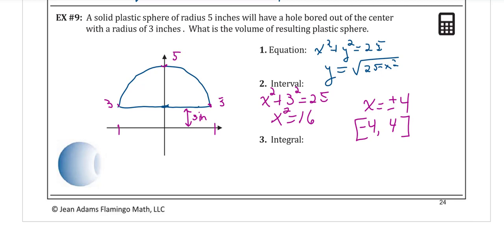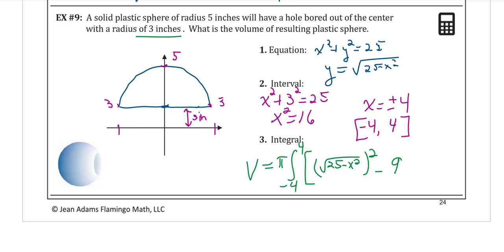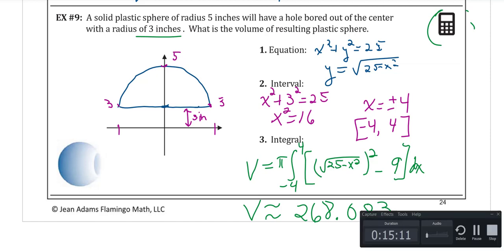And then my integral is going to be V equals pi times the integral from negative 4 to 4 of, and now I have this huge thing here. So this is going to be the square root of 25 minus x squared, squared, minus this radius of 3 inches, so that'll be 9, dx. And again, this is a calculator problem. So this is going to be approximately equal to 268.083. And that concludes our lesson on the washer and disk method.